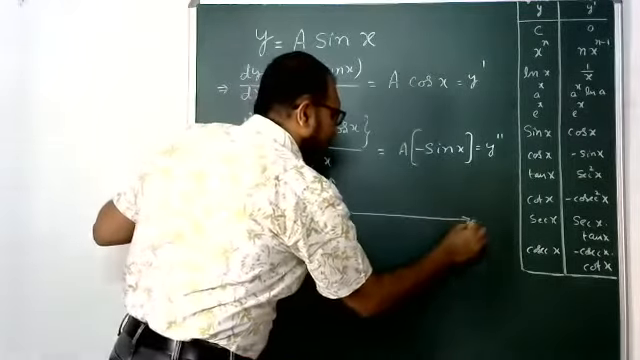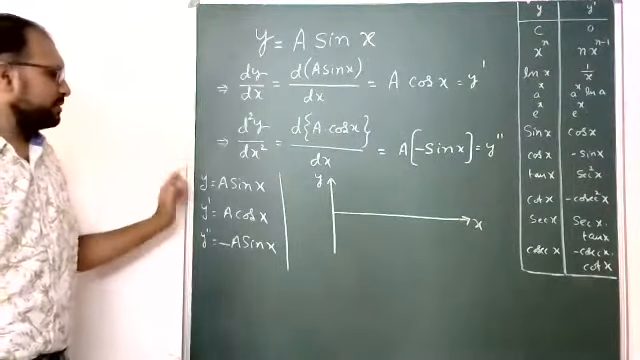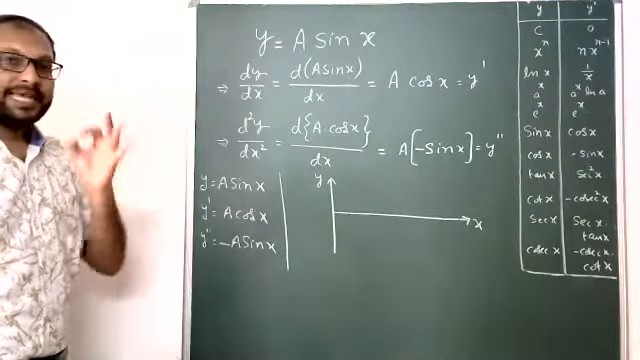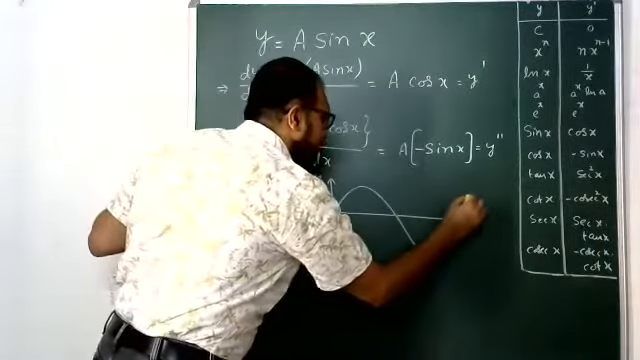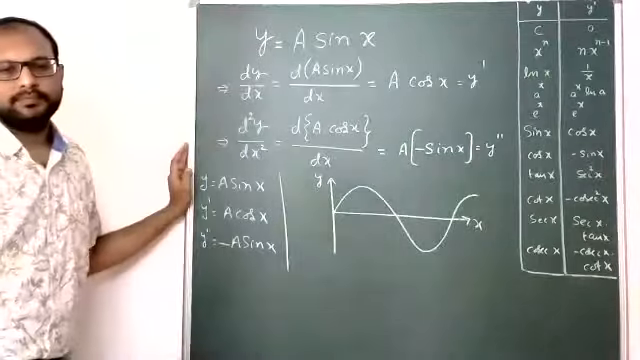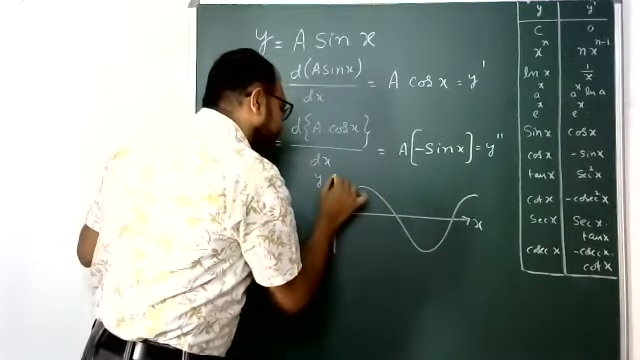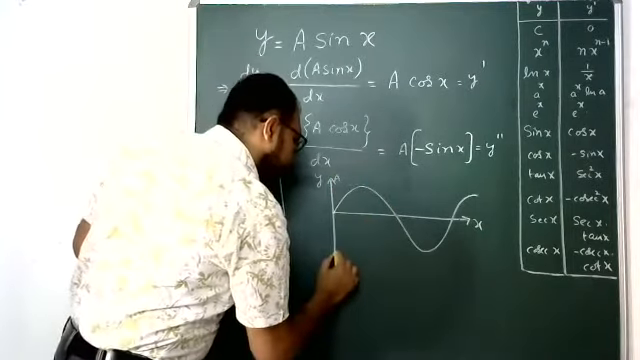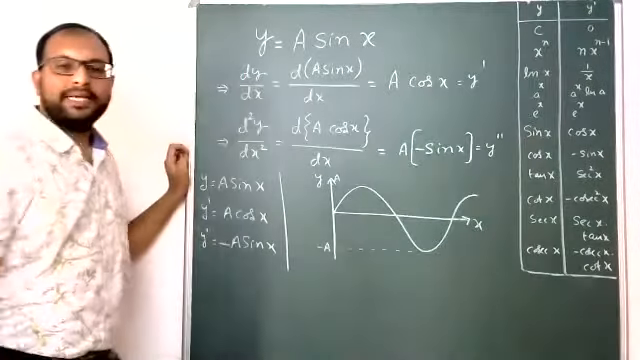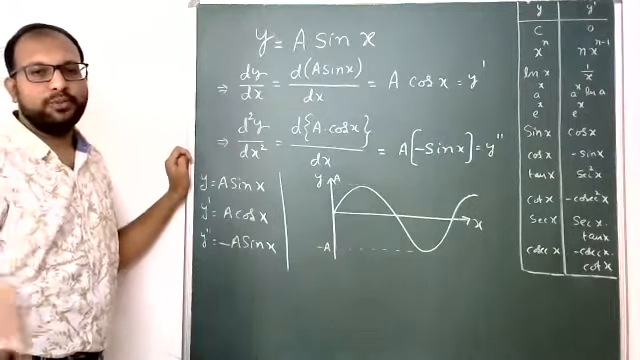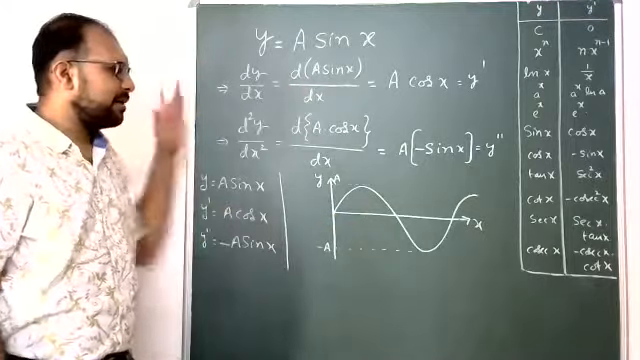Here, x versus y graph. Y means a sin x. The sin x graph we all know. This is the a sin x graph. Its maximum value is plus a and its minimum value is minus a, because the range of sin x is from plus 1 to minus 1. So this is the y equal to a sin x graph.